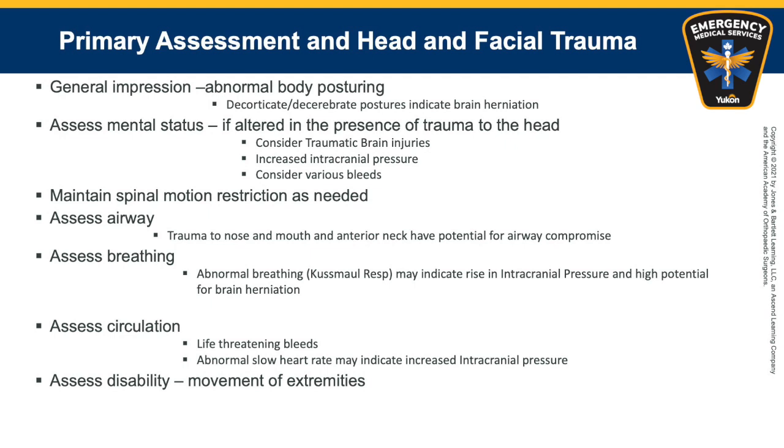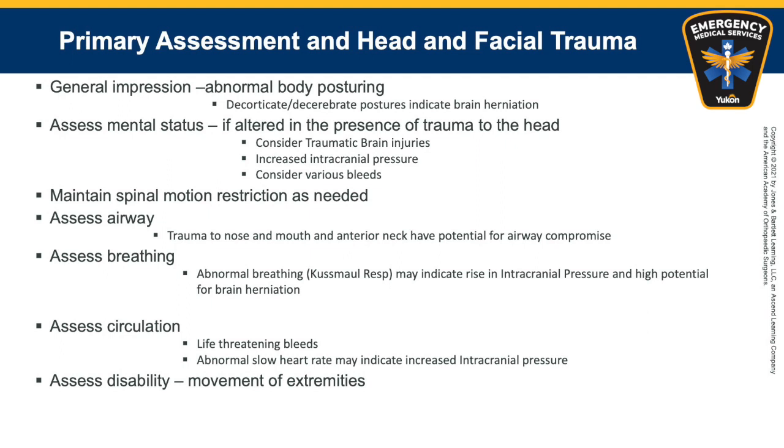We're going to assess the airway. If there is an airway involvement or it's compromised, we're going to assist ventilations with the possibility of inserting an OPA. If breathing is compromised, we can assist with nasal prongs, with O2 by mask, or worst case scenario, assisted ventilations with a BVM.